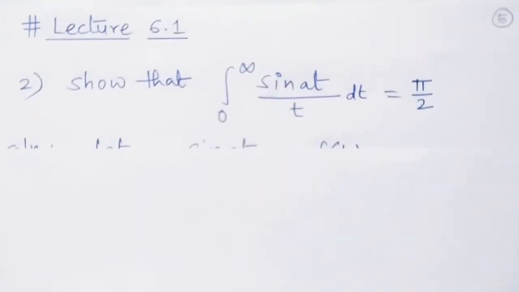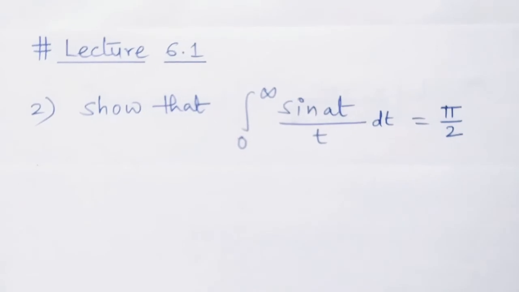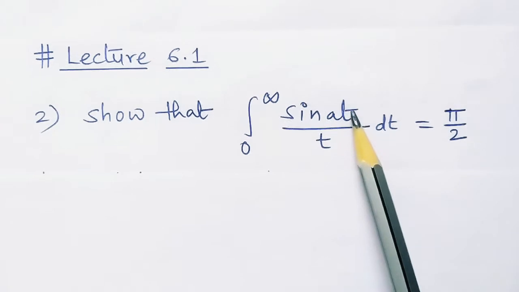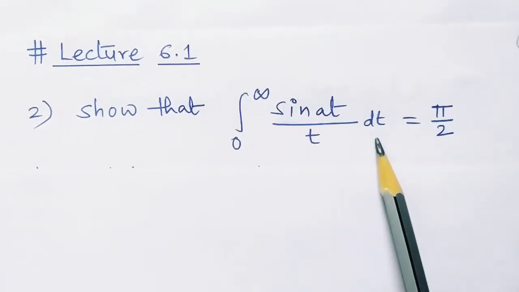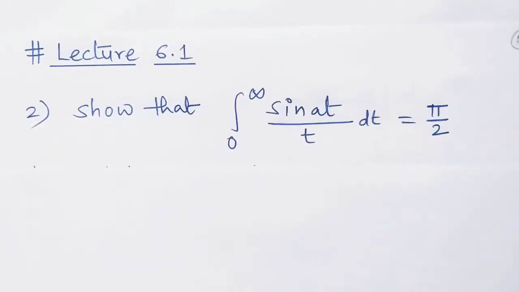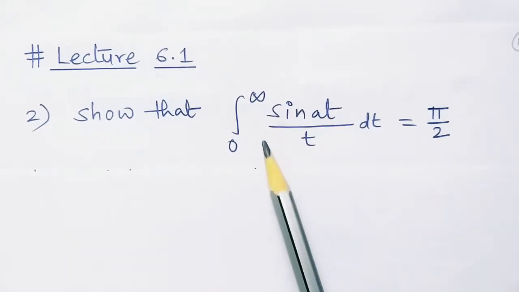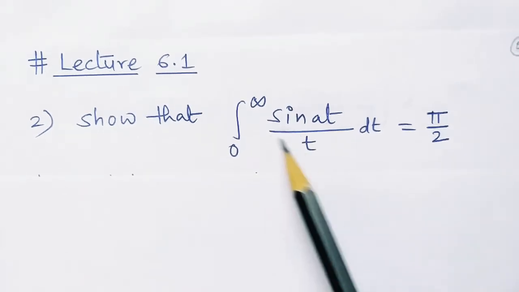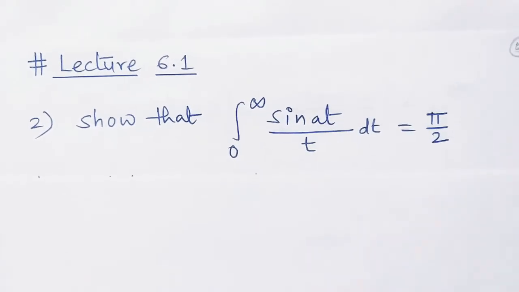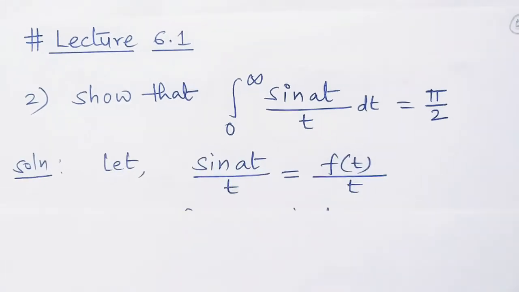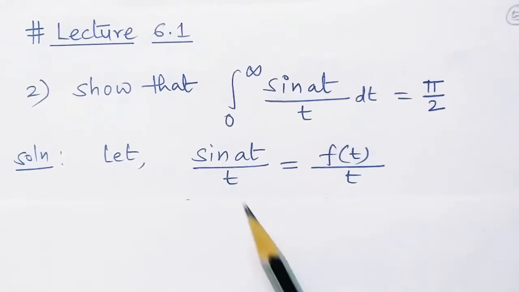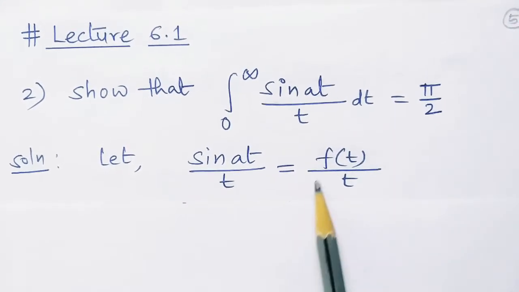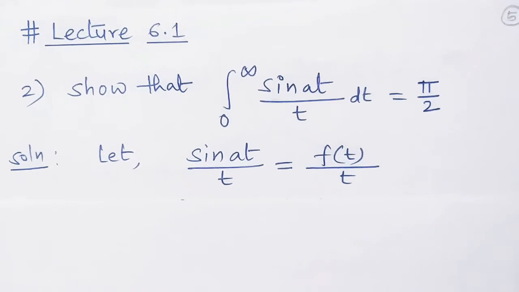So here we have: show that the integration between 0 to infinity of sine of at divided by t dt is equal to pi by 2. In the initial stage, if you simply concentrate on sine at divided by t, it resembles f of t divided by t, which we have used in the division by t. So we can write sine at divided by t equal to f of t divided by t, and very easily we can identify f of t, that is sine of at.